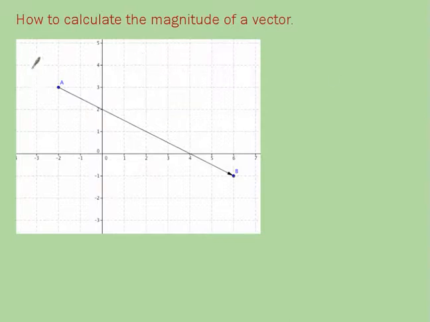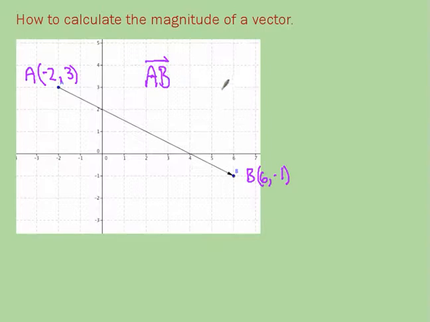The first thing we want to do is find the coordinates of our initial point. As I can see here, those coordinates are -2, 3. Now my terminal point, I have 6, -1. How we're going to talk about that vector is vector AB, starting at A, ending at B. That's very different than vector BA. So the order of the points is extremely important.